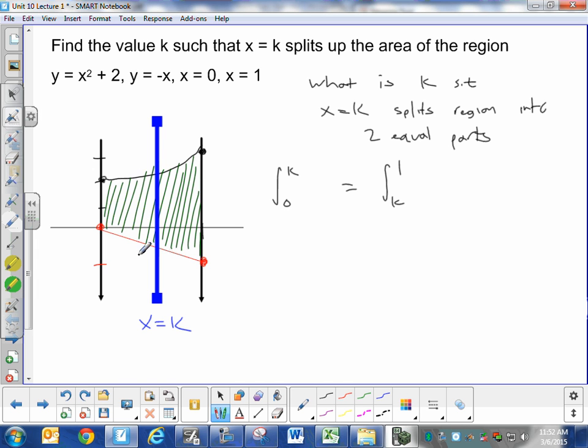I know what the total area is here, right? I found that the total area from 0 to 1 of x squared plus 2 plus x was what? 17/6. Well, that means the area from 0 to k under x squared plus 2 plus x has to equal what? Exactly, half of this. Don't leave yet.